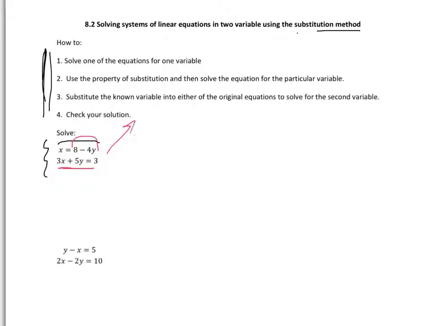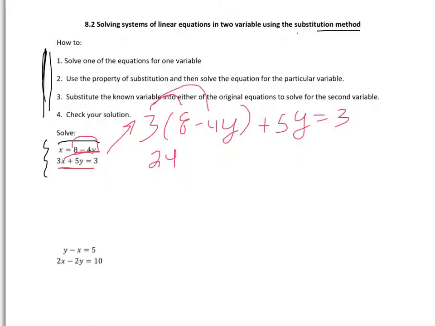So we can really rewrite this first one as 3 times (8 minus 4y) plus our 5y equals 3. Now notice, the only thing I've really done is replace that x with 8 minus 4y. So now we have a linear equation in one variable, so we can solve this for y. Distribution here: 3 times our 8 is 24, 3 times our negative 4y is negative 12y, plus 5y equals 3. Combine our like terms: 24, negative 12y plus 5y is negative 7y, equals 3.